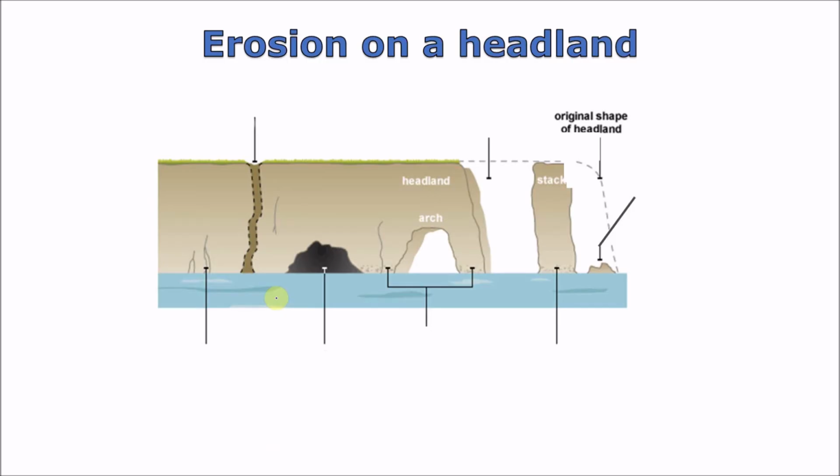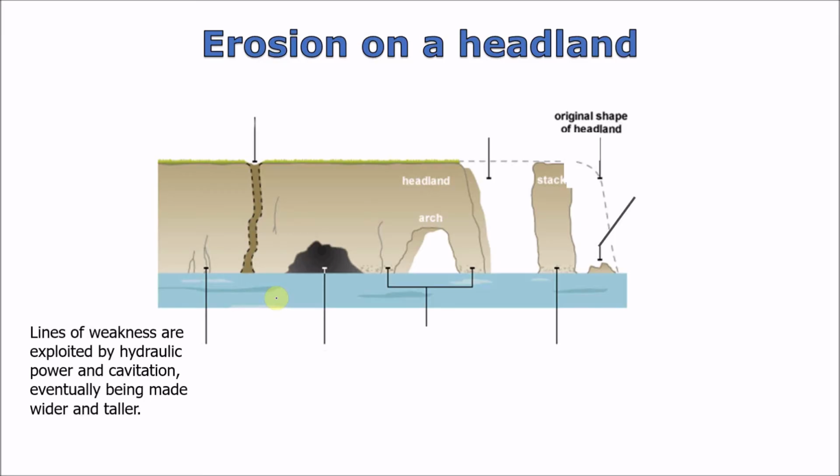The final set of landforms then is to consider the erosion that takes place on a headland, forming that classic sequence of landforms: caves, arches, stacks and stumps. Again, what I'd like you to do is pause the video at this stage and have a think about how you would annotate each part of that diagram to explain what's going on and why those processes are occurring.